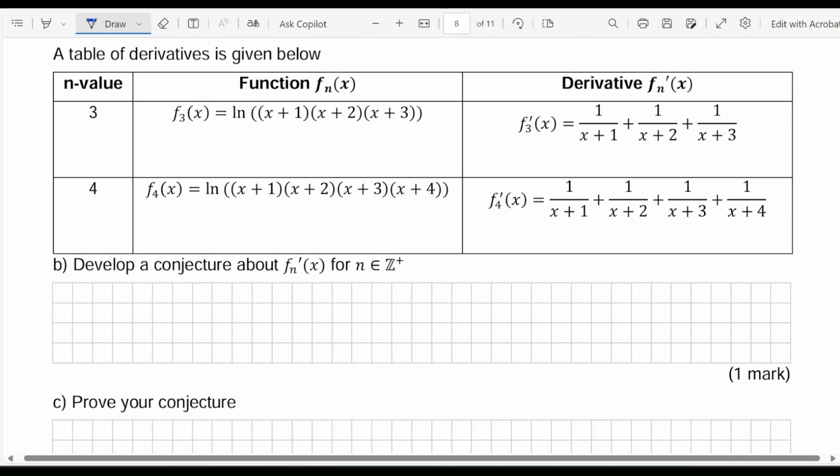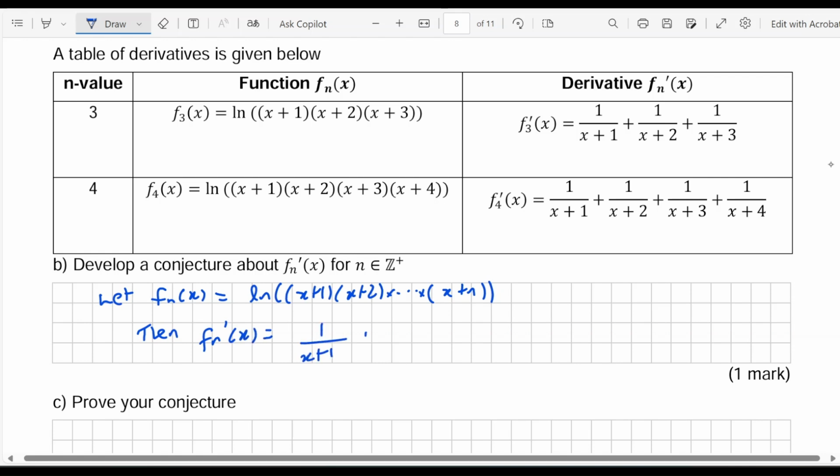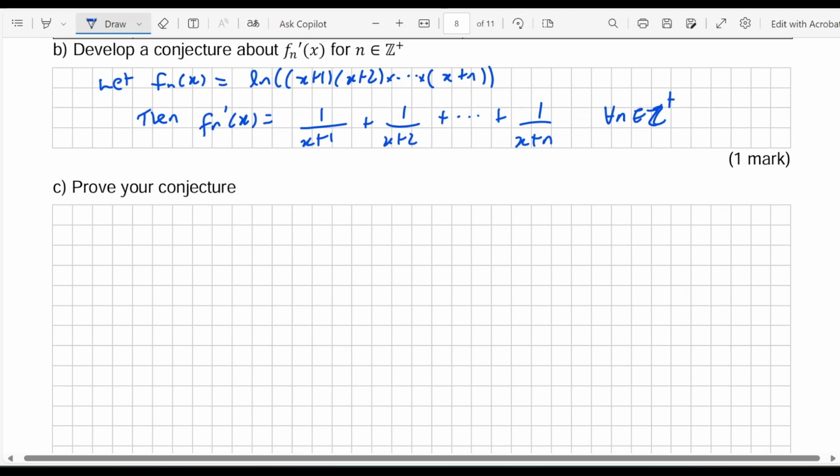So there's some more functions. Develop a conjecture. So the conjecture should be: let fn of x equal log of x plus 1, x plus 2, all the way up to, we're multiplying these, x plus n. Then fn dash of x is 1 over x plus 1, plus 1 over x plus 2, all the way up to 1 over x plus n, for all n in Z plus. Now Z plus will be positive whole numbers.